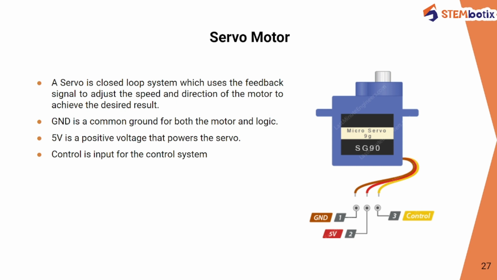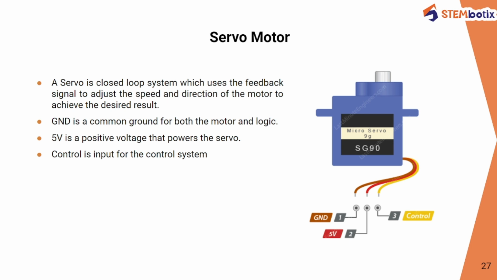So these are the motors which are the most efficient motors used in several industries today. So this is one micro servo motor, and a micro servo motor has three different pins, namely ground, GND, 5-volt pin and control pin. This control pin is input for the control system. This 5-volt pin is a positive voltage that powers this particular servo, and this ground pin is common for both motor and logic. So let us quickly see its main functioning.